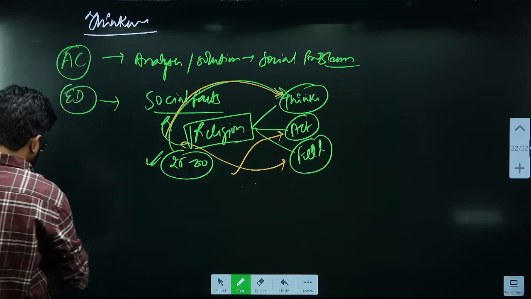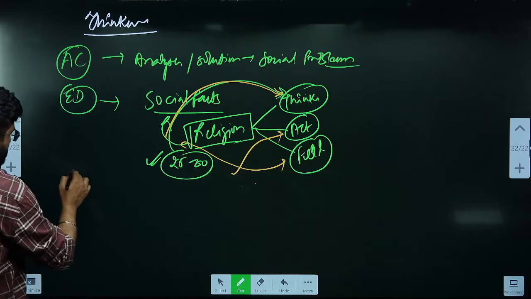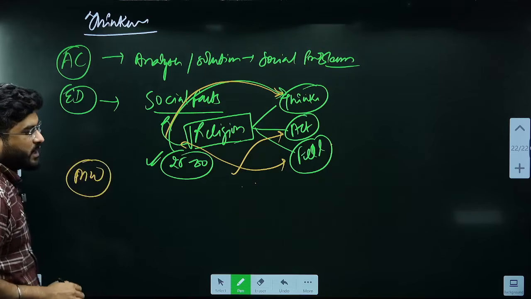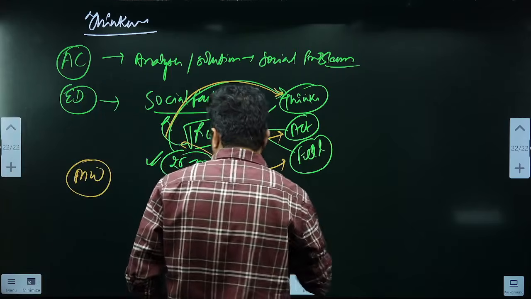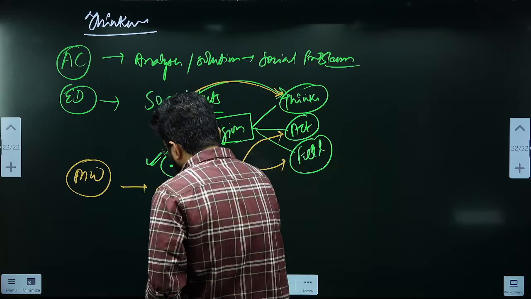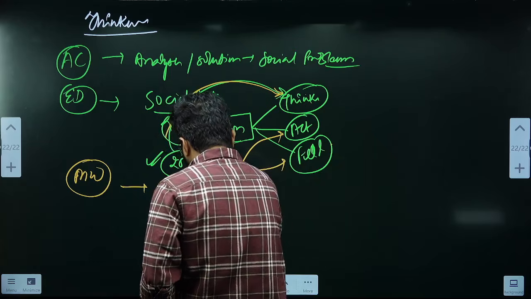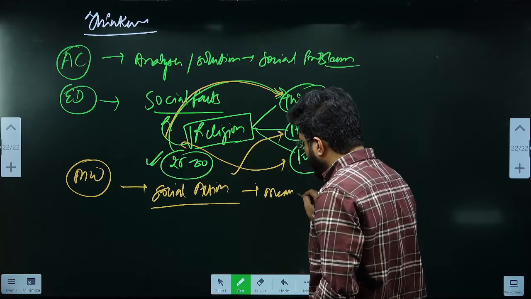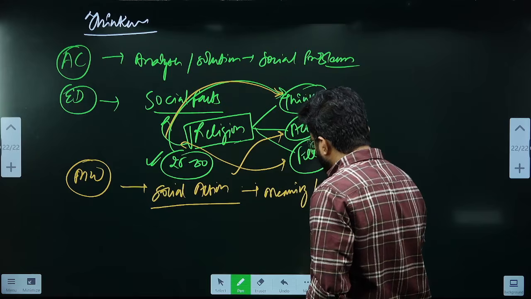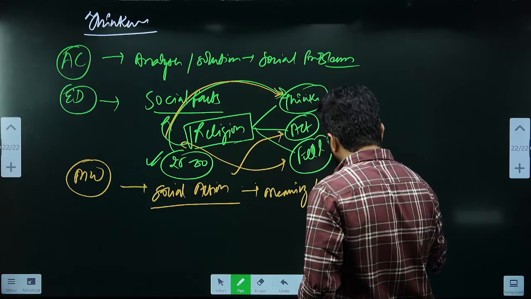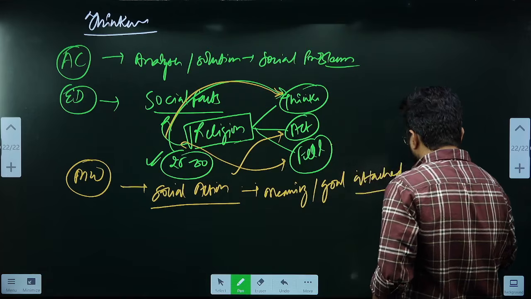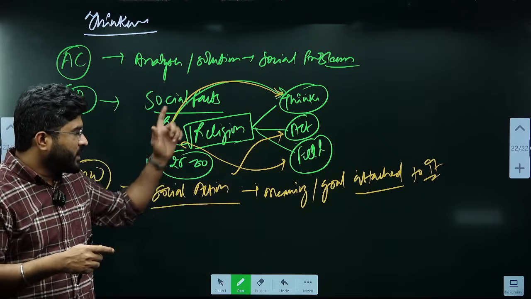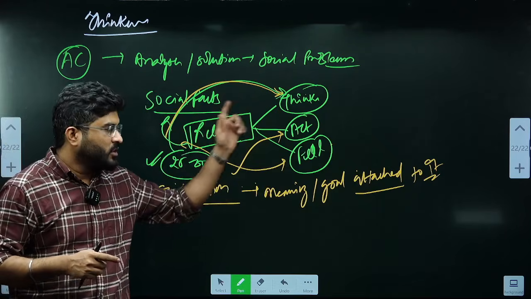Then, for Max Weber, the subject matter or the scope of sociology is understanding social action, a social action which has a meaning and a goal attached to it. Whatever action two individuals are having, there has to be some meaning to that action. There has to be some goal to that action.